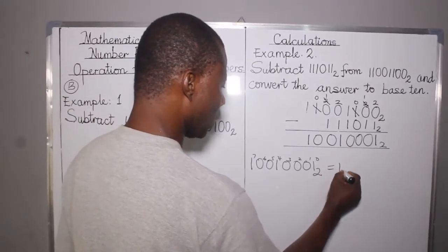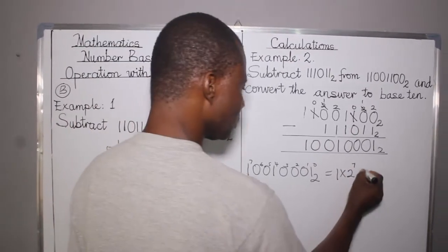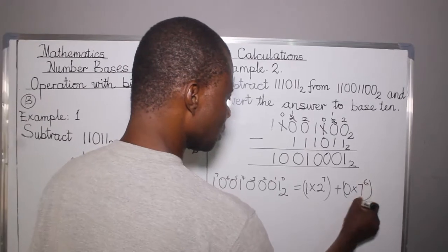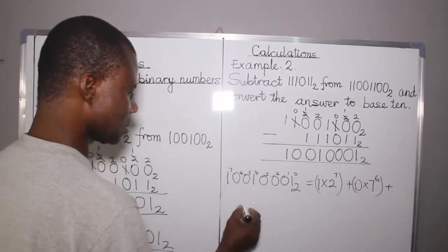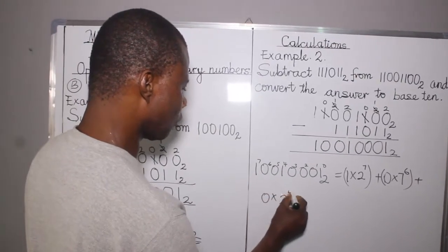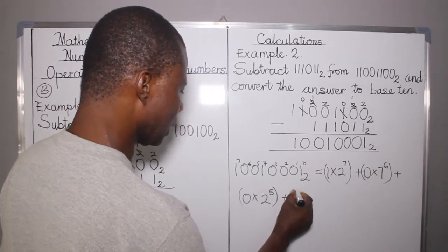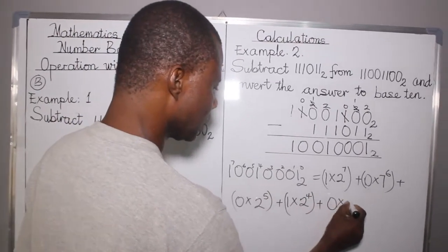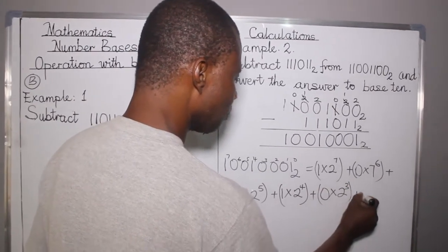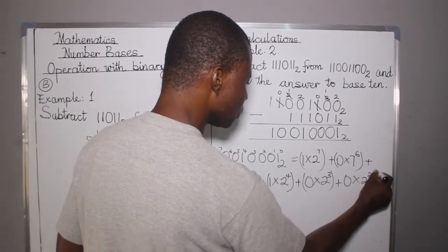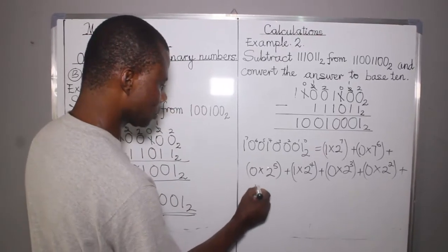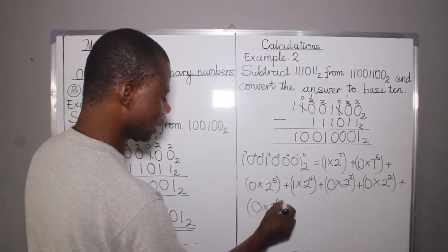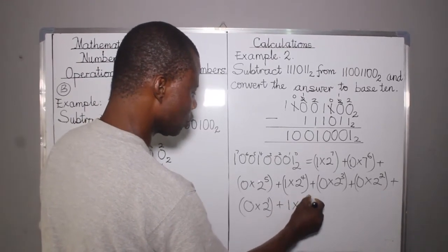And this becomes 1 times 2 to the power of 7, brackets, plus 0 times 2 to the power of 6, plus 0 times 2 to the power of 5, plus 1 times 2 to the power of 4, plus 0 times 2 to the power of 3, plus 0 times 2 to the power of 2, plus 0 times 2 to the power of 1, plus 1 times 2 to the power of 0.